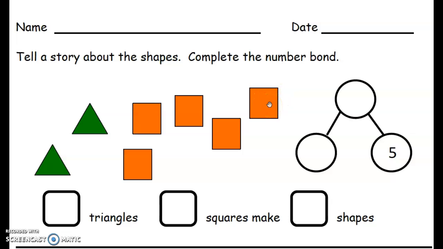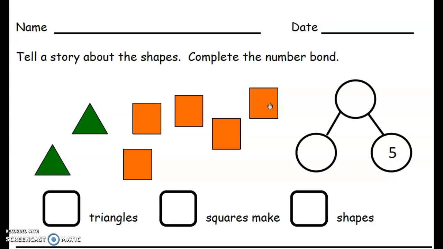How many total shapes do we have? Remember, the total number goes in the top circle or whatever circle has the 2 bunny ears. Let's count our total shapes. 1, 2, 3, 4, 5, 6, 7.